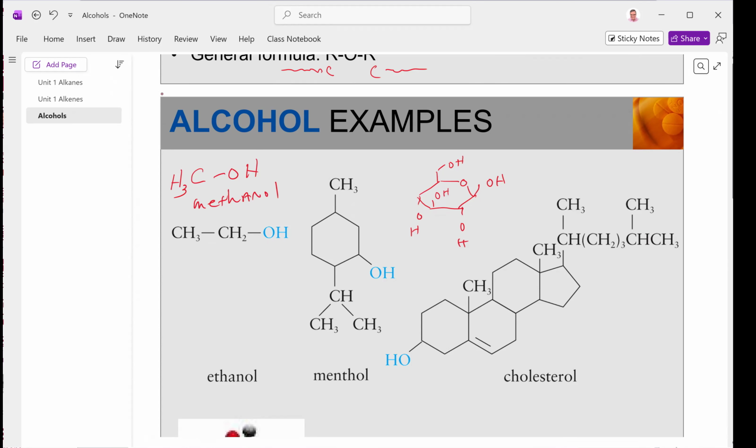All of you have heard of cholesterol. Cholesterol is a rather large molecule. It has a tiny OH group on it. Still an alcohol, so it'll behave like an alcohol in reactions.